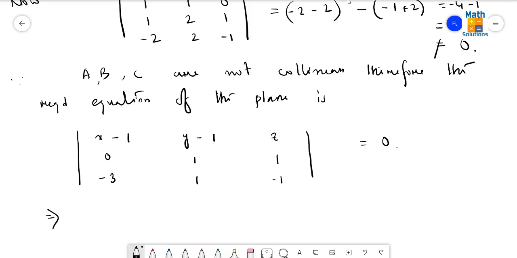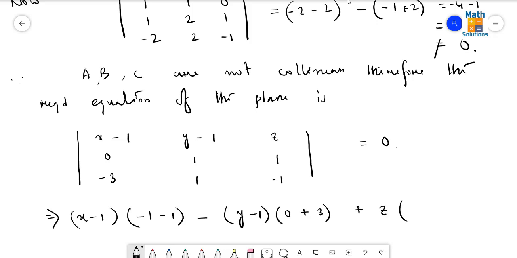Then on simplification, of course we have to perform expansion, or directly we can also do it by using properties. If we proceed with expansion, it will be x minus 1, then we shall be getting -1 -1, then minus y minus 1, then we shall be getting 0 plus 3, then plus z, we shall be getting 0 plus 3. That is equal to 0.